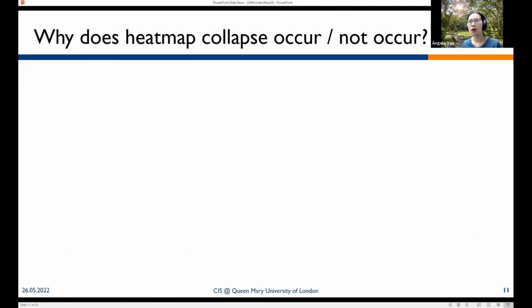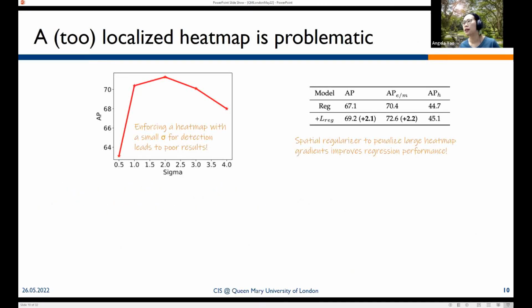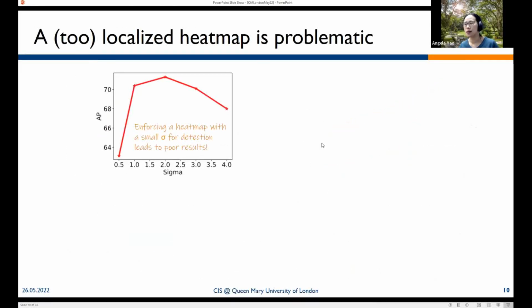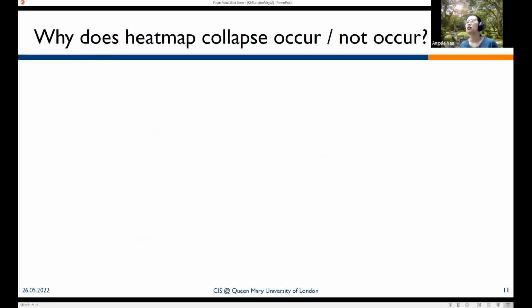Next, we consider why this collapse or shrinkage of the density occurs. As I showed previously, you see it shrinks a lot, especially for regression, but for detection it also shrinks a bit depending on the case, but not as much, right? So why is this happening for regression, but not for detection?